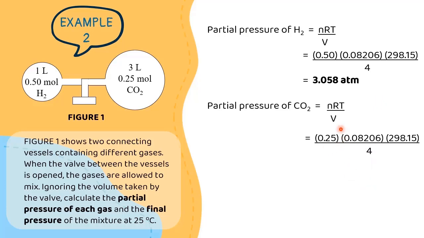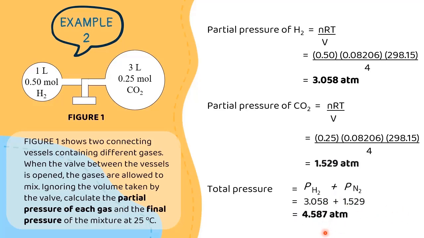We have the 0.25 mole. And lastly, our partial pressure is 1.529 atm. So we're going to add both partial pressures as proposed by Dalton to finally get 4.587 atm as the total pressure.